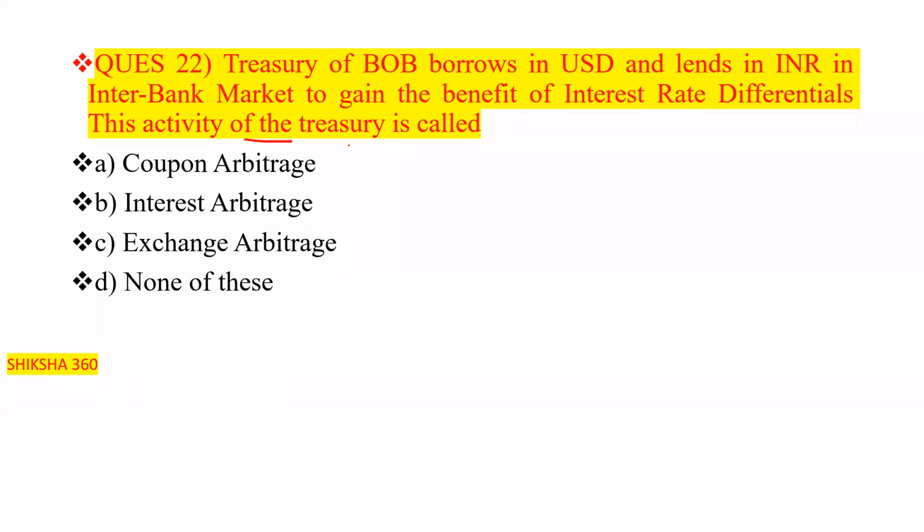So the activity of this treasury is called a coupon arbitrage, interest arbitrage, exchange arbitrage, or none of these. The correct answer here is option B, that is the interest arbitrage. So option B is the correct answer here.